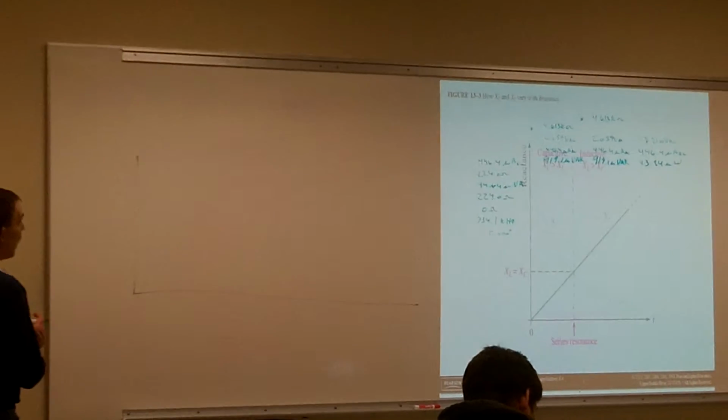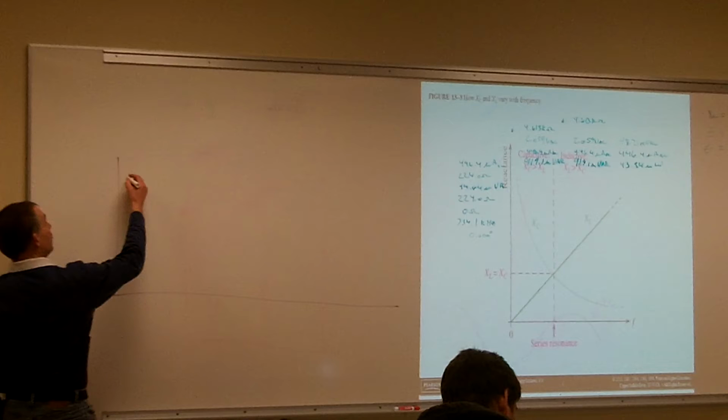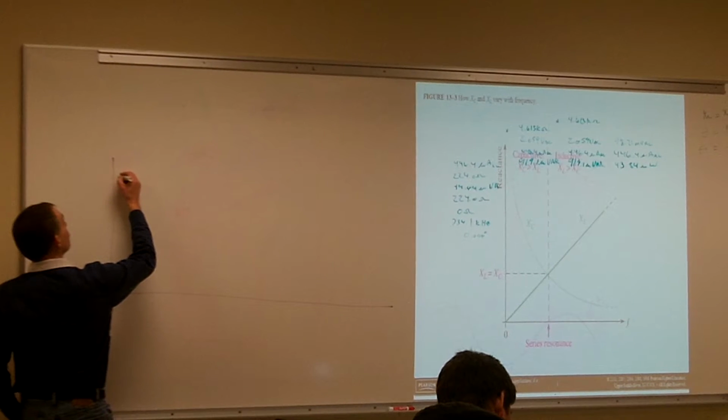Our V in versus our V out and so on. What actually happens then is our VC is going to start out high.